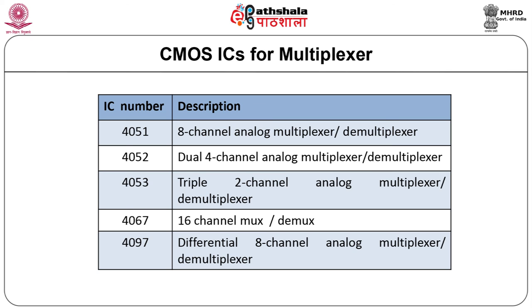IC 4053 is a triple two-channel analog multiplexer or demultiplexer, whereas the 4067 IC can be configured as a 16-channel MUX or DMUX. Similarly, 4097 has a specialty that it accepts 8-channel inputs, but those could be differential inputs. It can be configured as a multiplexer as well as a demultiplexer.